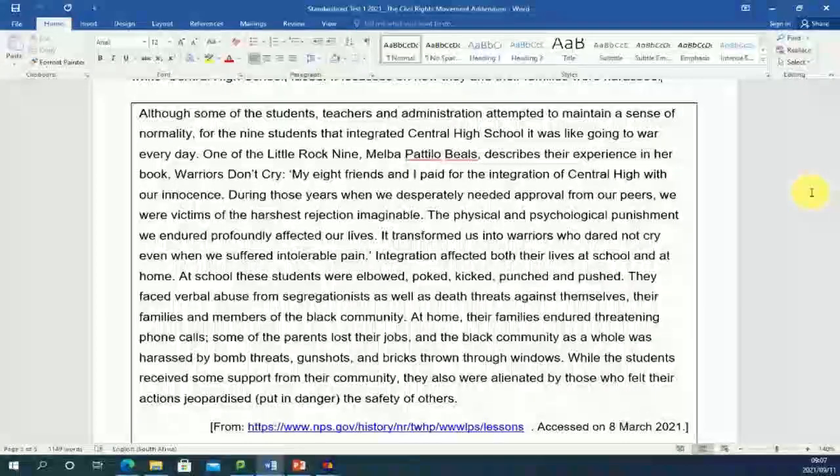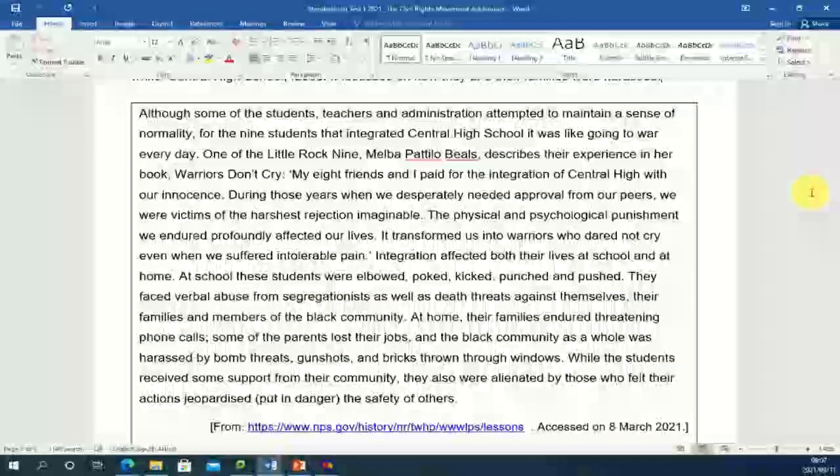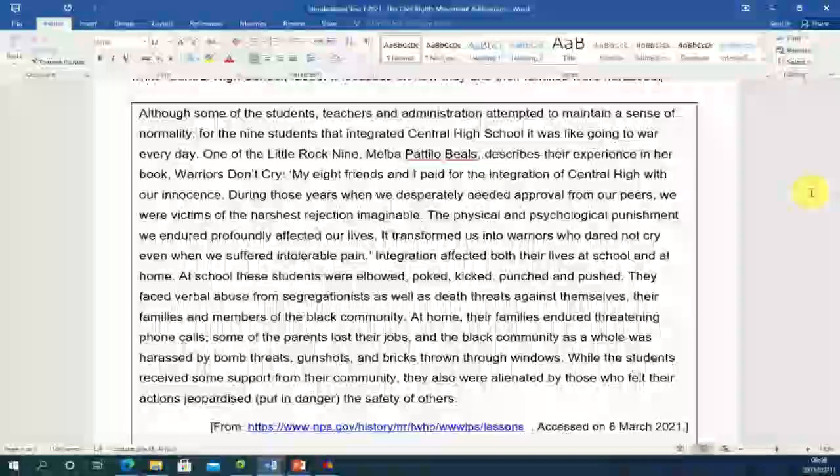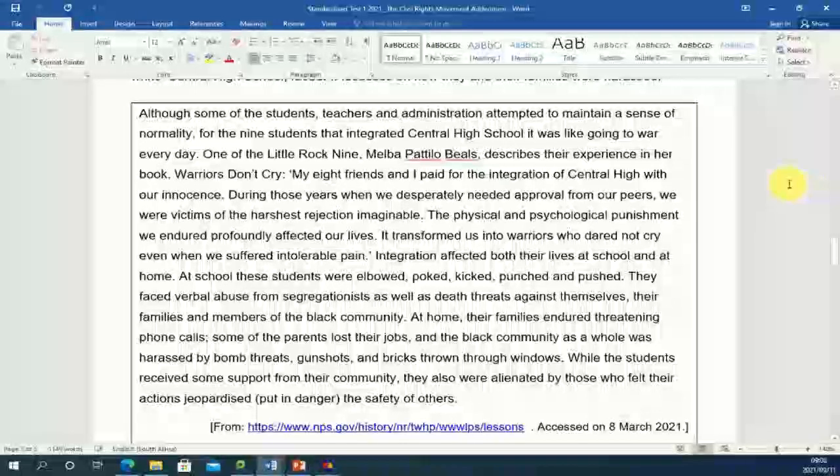Integration affected both their lives at school and at home. At school, these students were elbowed, poked, kicked, punched, and pushed. They faced verbal abuse from segregationists, as well as death threats against themselves, their families, and members of the black community. At home, their families endured threatening phone calls. Some of the parents lost their jobs. And the black community as a whole was harassed by bomb threats, gunshots, and bricks thrown through windows. While the students received some support from their community, they were also alienated by those who felt their actions jeopardized the safety of others.